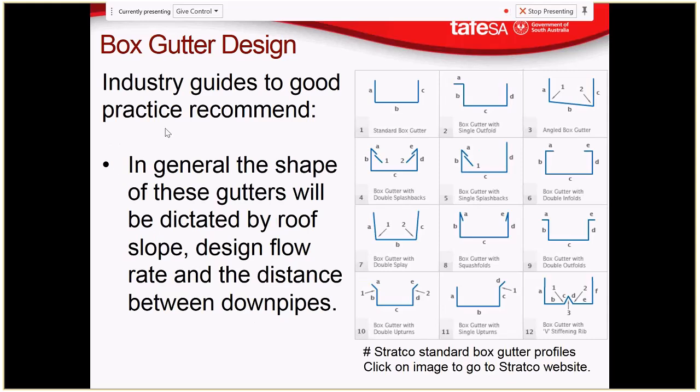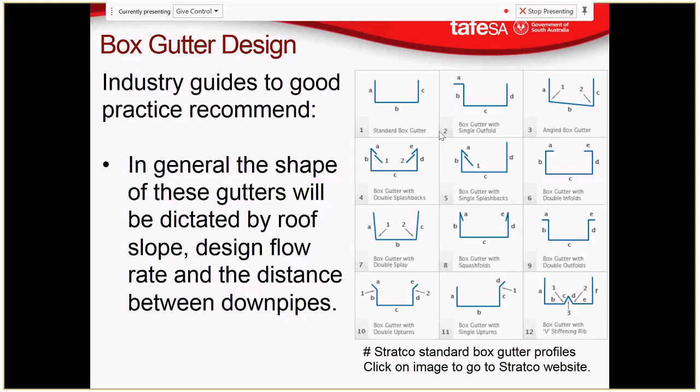So industry guides and good practice recommend, in general, the shape of these gutters will be dictated by roof slope, design flow rate, and the distance between downpipes. This one's called standard box gutter for a very good reason. You rarely see any variation from that. If you do see variation, it's probably going to be this one. That's where you have a box gutter in a valley scenario, and you have those upturns going onto purlins. You'll also see this one, an angled box gutter in a scenario like I drew previously.